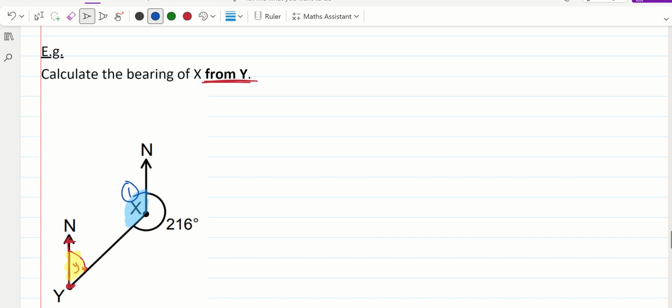Well, this angle X makes a circle. So my step 1 is to find angle X. And because it makes a circle, I am going to do 360 minus 216. So 360 minus 216 is 144 degrees. So this is 144 degrees.